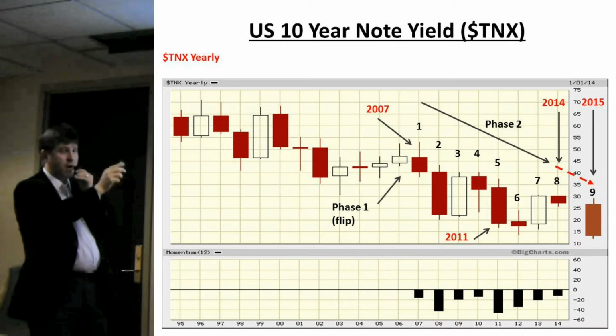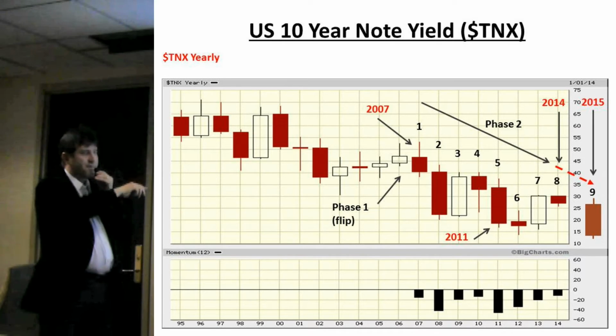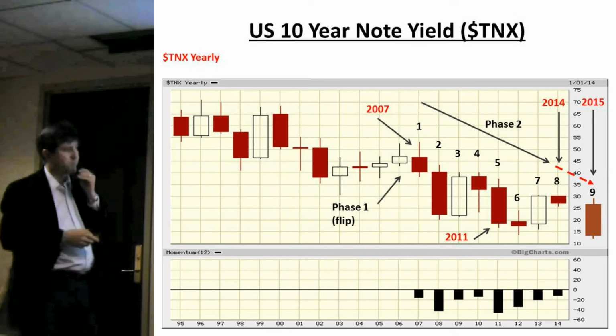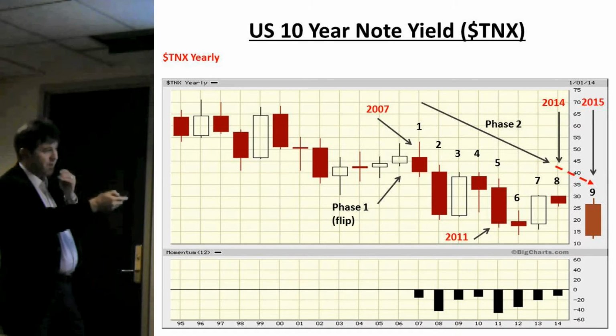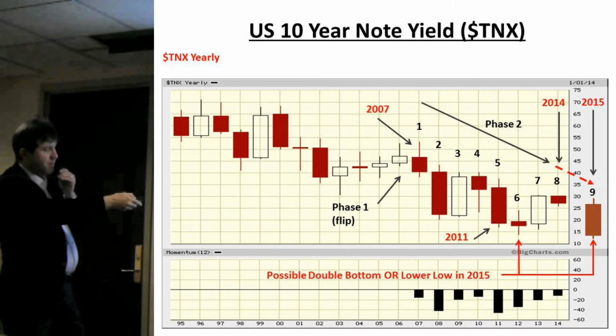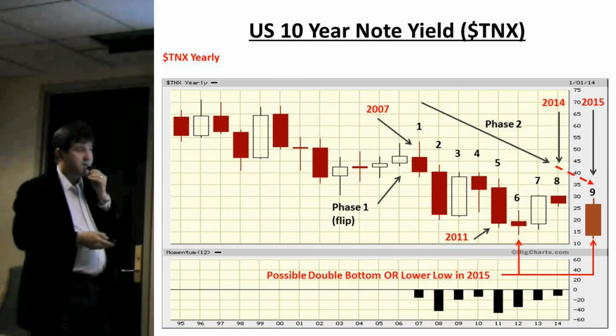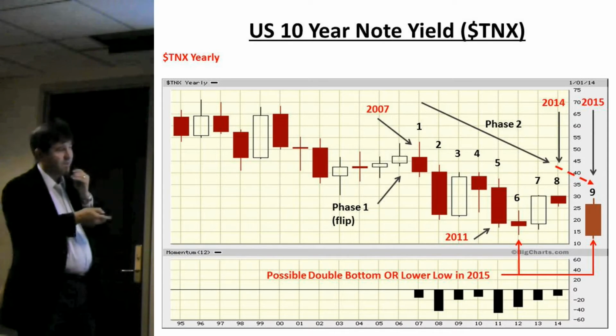Each candlestick must close below the candlestick 4 before, so it's 4 years before. And if that were the case, we would then see a possible double bottom or low in rates sometime this year. And we still may see that. That was my prediction.